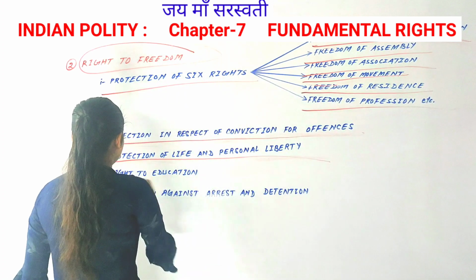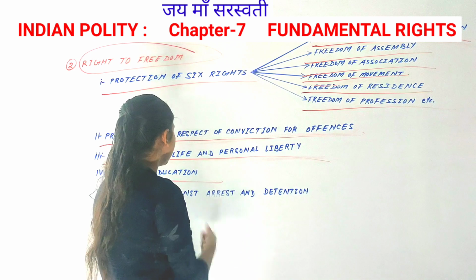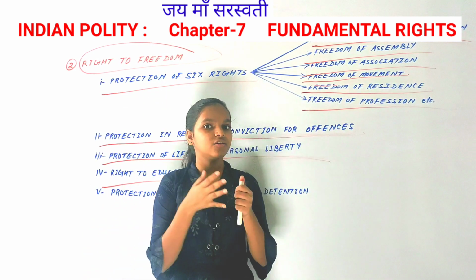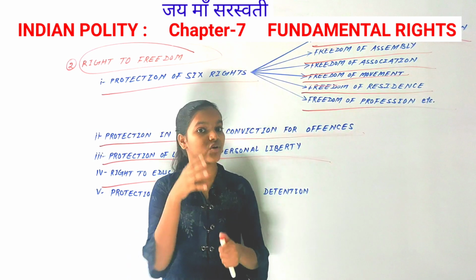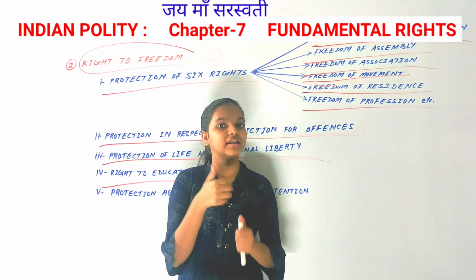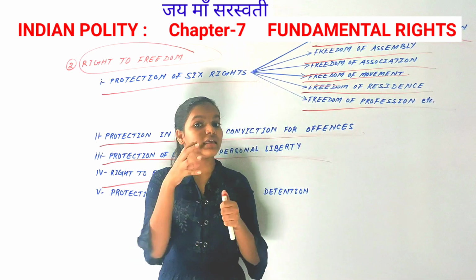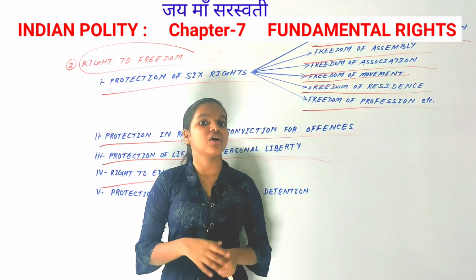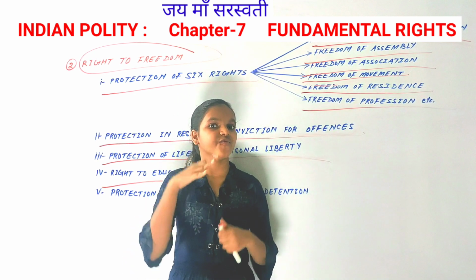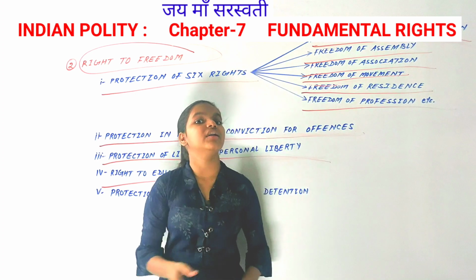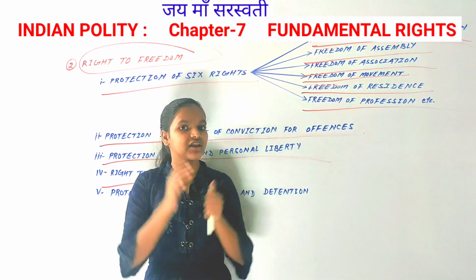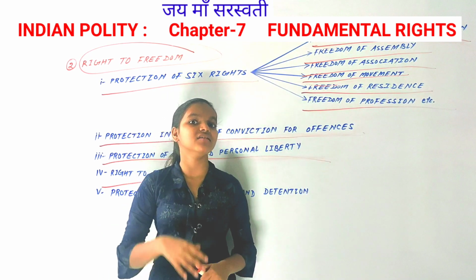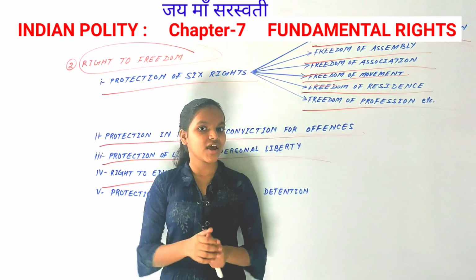And next is the right to education. As I have said, Article 21, protection of life, says that the right to education should also be provided, and that's why Article 21A says that there should be a right to education. All children between the age of 6 to 14 years should be given education. Every child of India between the age of 6 and 14 years has the right to education.